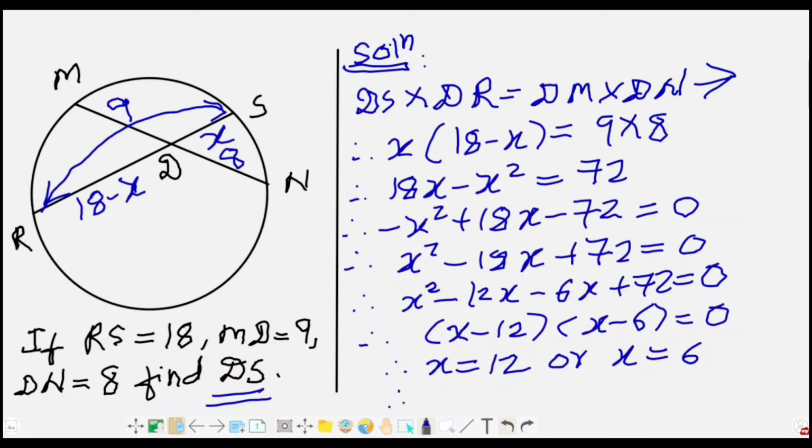X you have considered as DS. So your DS is either 12 or your DS is 6. When your DS is 12, DR is 6. When your DS is 6, your DR is 12. But when you look at the figure, actually the DS is the smaller one. So the actual value is 6. But both the possibilities are there.